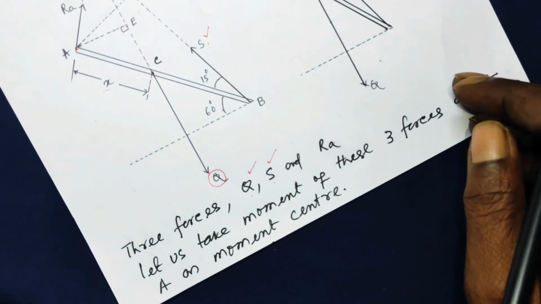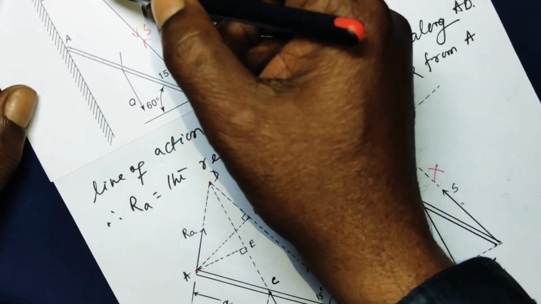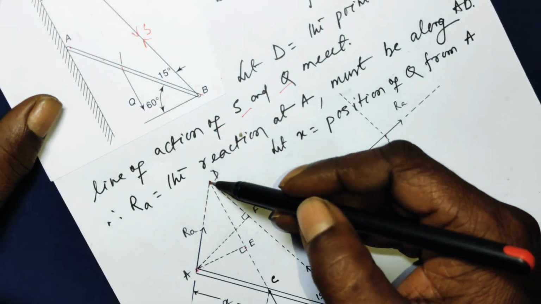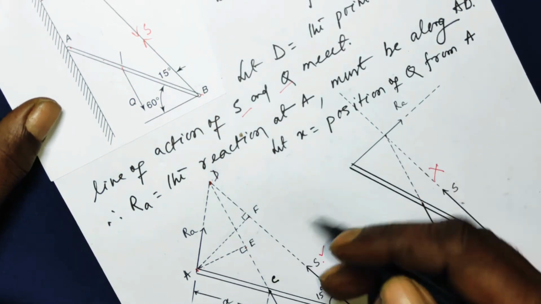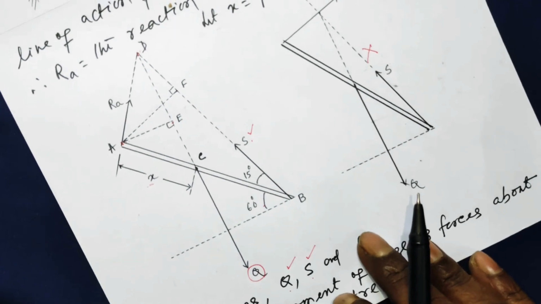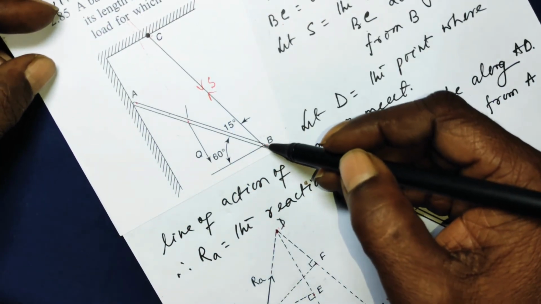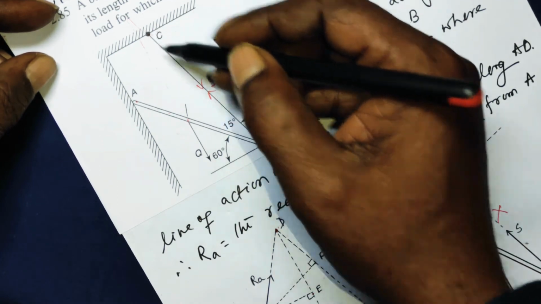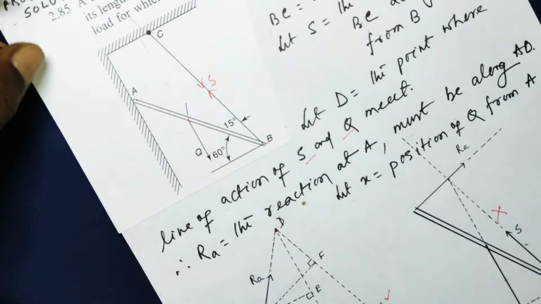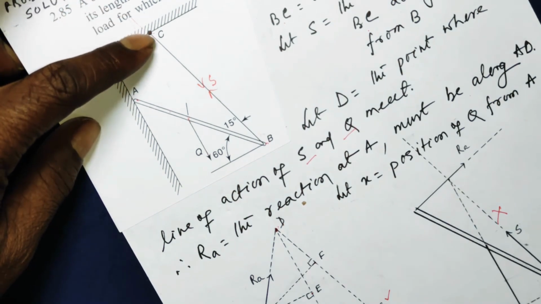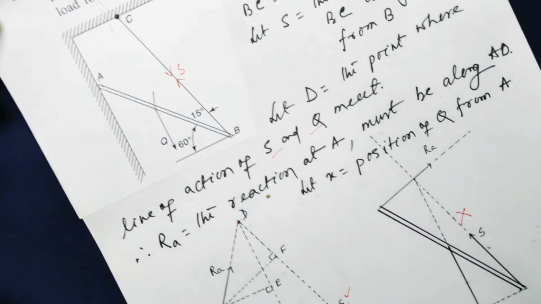Now, look, what is interesting is, don't confuse this point C with this point D. Your C is below this, right? So I have not drawn this bar. I have just produced the line of action of S and the line of action of Q to meet at a point D, which is other than the point C.